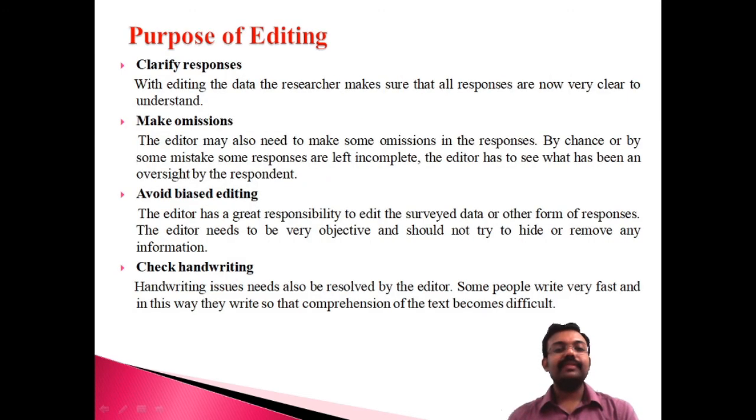Okay, and what is the purpose of editing and why are we conducting the process of editing? What are the basic purposes of editing from a research point of view? The first important purpose is to clarify the responses. Suppose you are getting a lot of responses through the questionnaire. Editing always clarifies these responses. With editing the data, the researcher makes sure that all the responses are very clear and understandable.